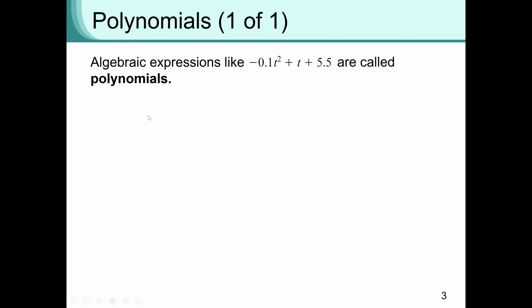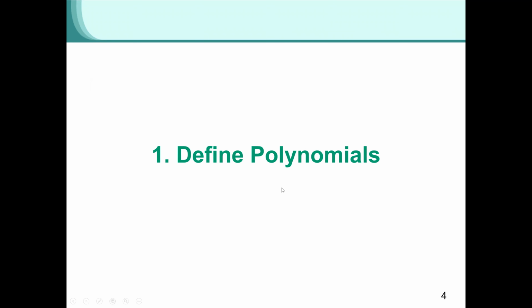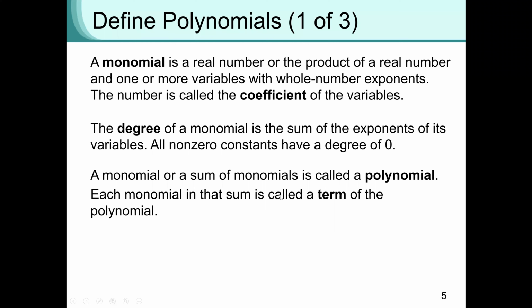So this is an example given. We have negative 0.1 t squared plus t plus 5.5. An expression like this is called a polynomial because it has more than one term. Poly means many, so more than one term. For example, we have the term t squared, we have another term t, then we have a constant value of 5.5.